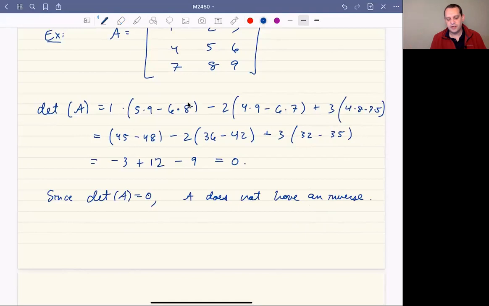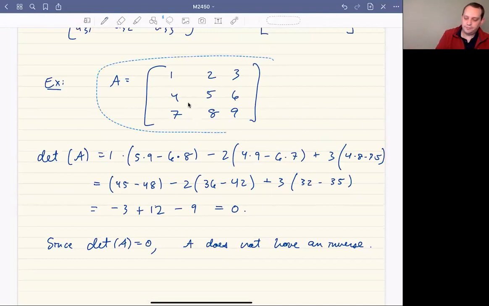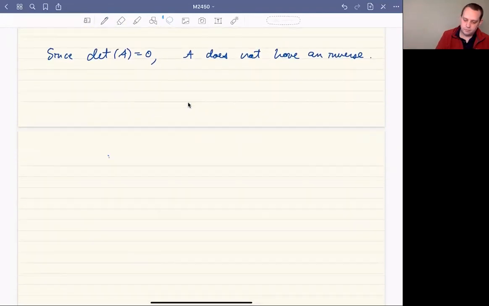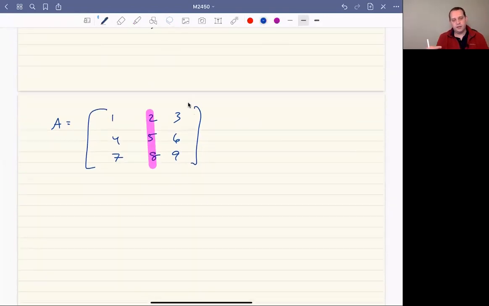Let's do the same calculation though, but using a different row or different column. Let's say the second column. So I'm going to copy our matrix here. And there's nothing special about the first row. Let's expand along the second column. So what we're going to do is pick out each value in the column and then multiply that by the corresponding determinant of the 2 by 2 submatrix that we get by deleting all the values on the row and column that we're choosing.